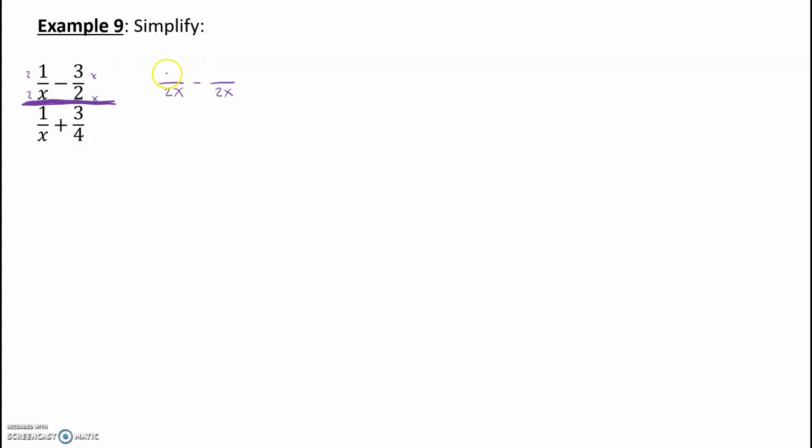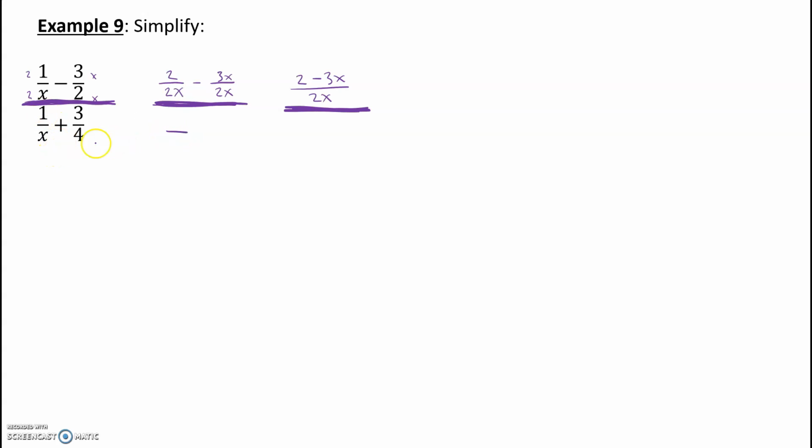So 2 times 1 gets me 2 over 2x. And 3 times x gets me 3x over 2x. And now you can combine this. 2 minus 3x over 2x. All right, so we take two separate fractions and combine it into one single fraction. I usually make this line really, really bold, because it winds up being way too many fractions.